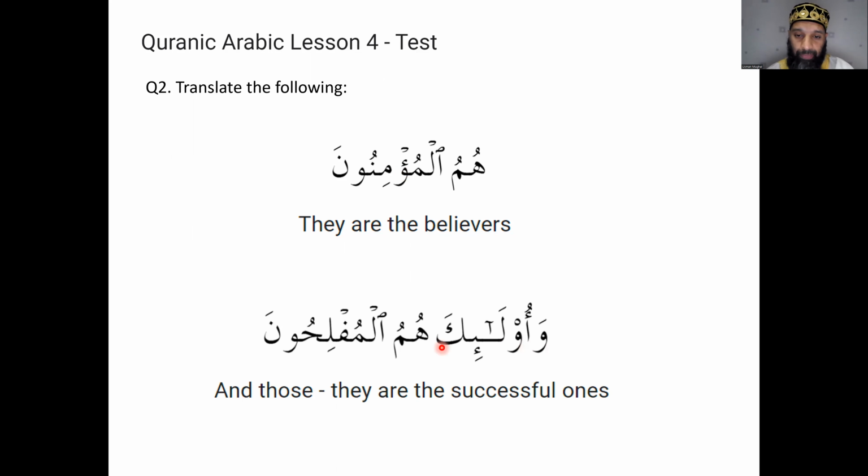Wa ulaika, wow means and, ulaika means those. Wa ulaika, and those, hum again, they all, al-muflihun. So humul muflihun, they are all the successful ones. Are we happy with that? Good.